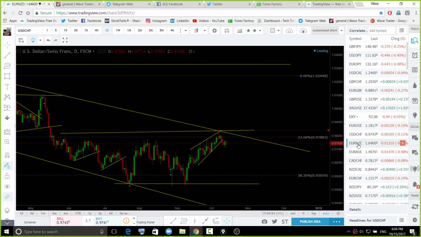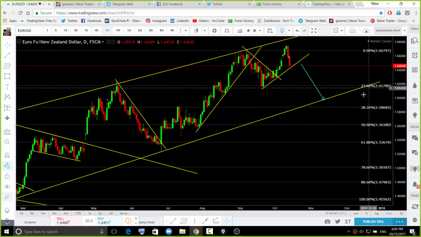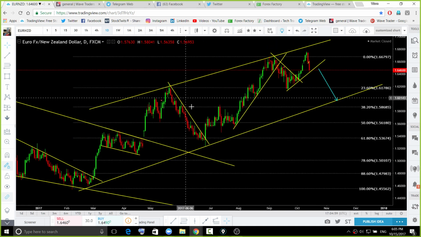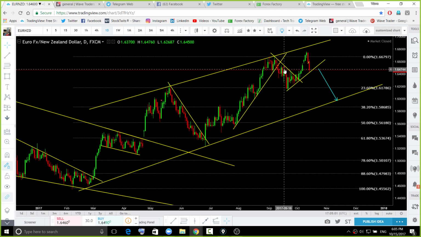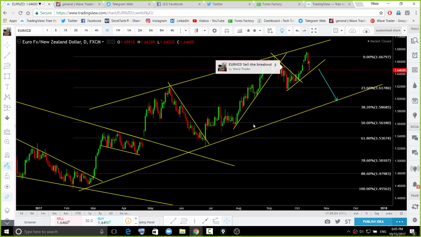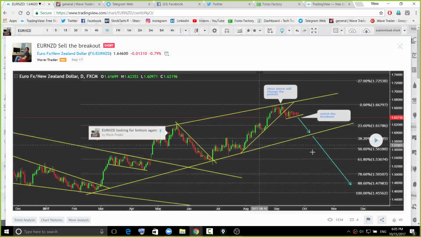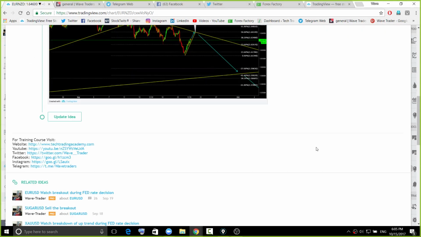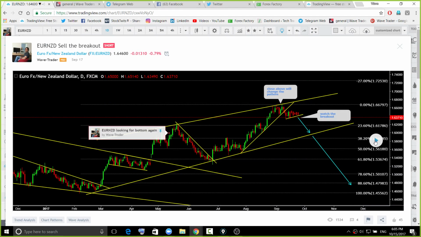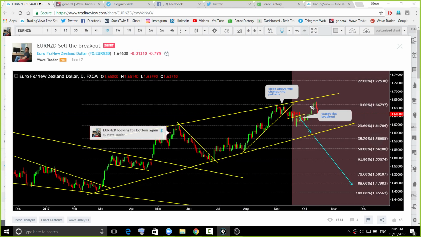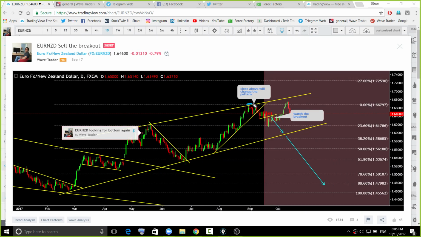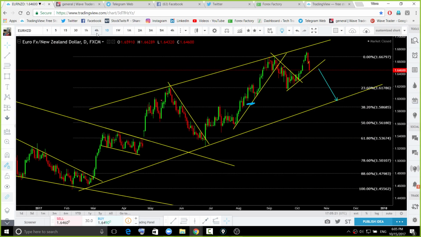So Euro New Zealand dollar started to fall pretty aggressively from the top. If you remember last week, I showed you Euro New Zealand dollar, this short from that top, from this top, if you remember the previous week. It is falling pretty aggressively. If you're holding your short from the top, perfect.